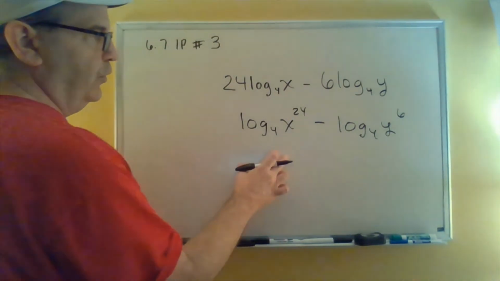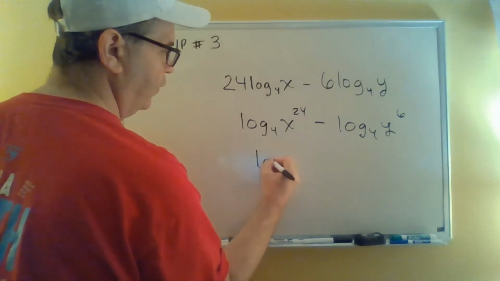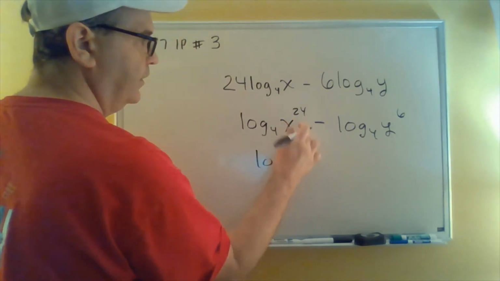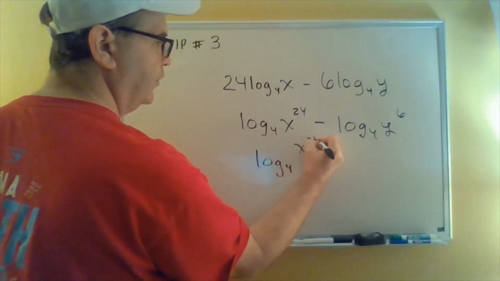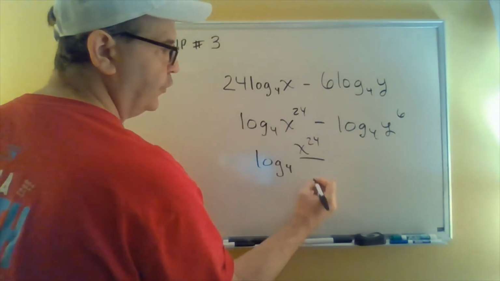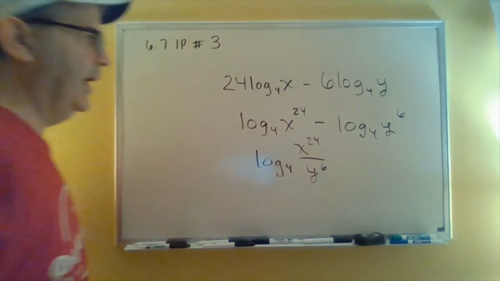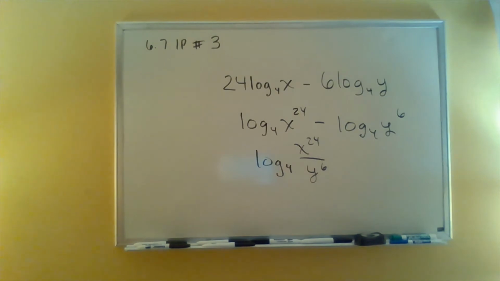Next, I'm going to employ that quotient property. So I'm going to have log base 4. This term x to the 24th is going to move to my numerator, and this term y to the 6th will move to my denominator. So there's my answer on number 3, where I get log base 4 of x to the 24th over y to the 6th.